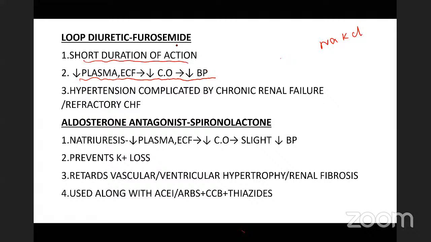Because of the shorter duration of action, it cannot be used as an antihypertensive, or it is a weak antihypertensive drug. It can be used in hypertension which is complicated by chronic renal failure and refractory congestive heart failure. That is the indication as an antihypertensive.